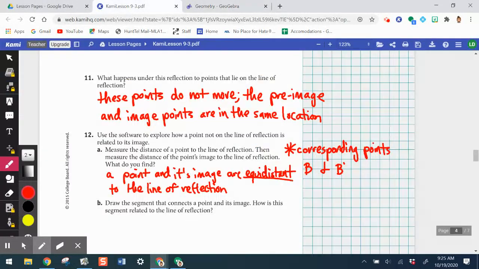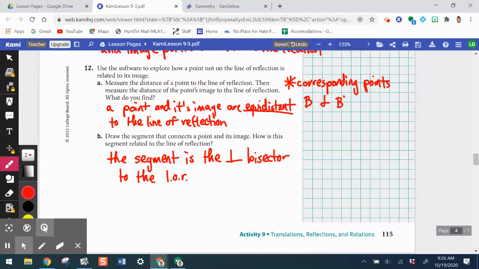So let's go back and add that to our textbook on item B. I added the note: the newly drawn segment that connects, again, corresponding points. A point and its image are called corresponding points. The segment is the perpendicular bisector to the line of reflection. Hopefully you're seeing why that is. And you could go back to those figures drawn on the coordinate plane and see how, yes, even points on the coordinate plane and their image create a perpendicular bisector to the line of reflection.